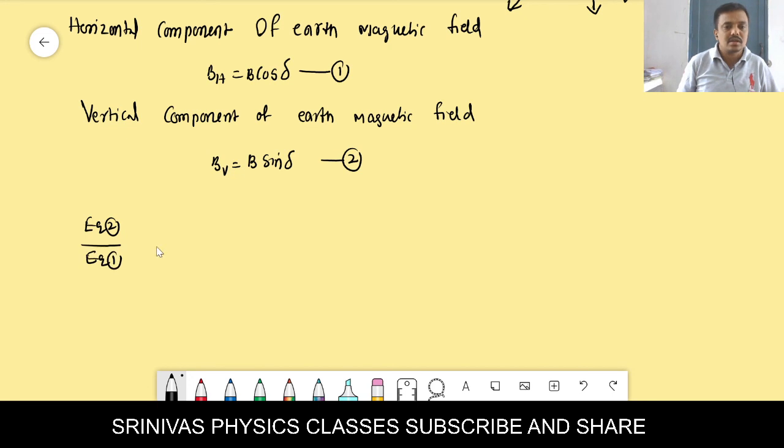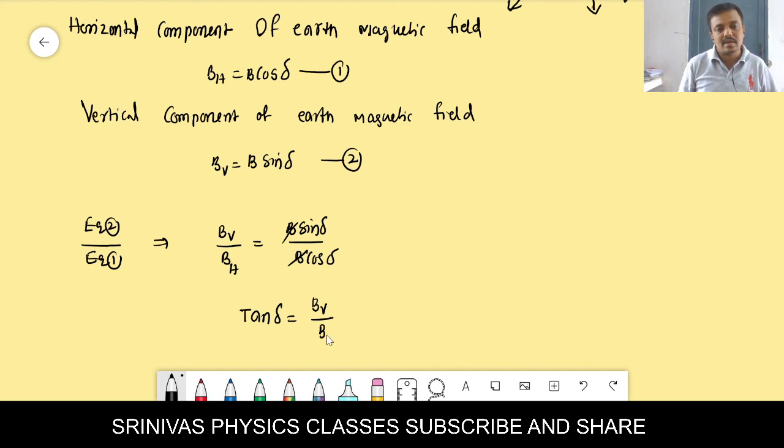If we do it, we will get BV by BH. BV means the vertical component of magnetic field, BH means the horizontal component of magnetic field. That we will get as B sin delta by B cos delta. B gets cancelled. Finally, we will get tan delta, since sin delta by cos delta is tan delta. That is BV by BH. Very important formula that you should remember. Equation 1, 2, 3, all formulas are very important.